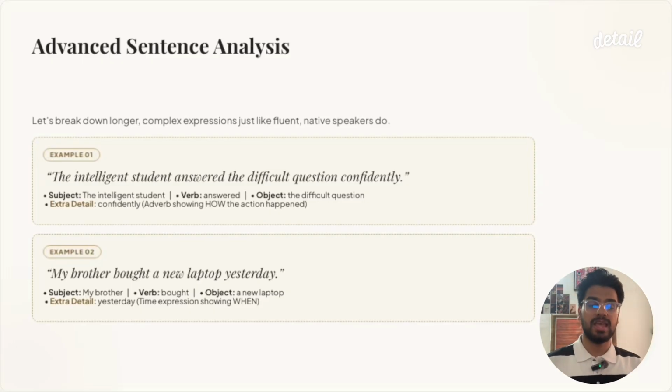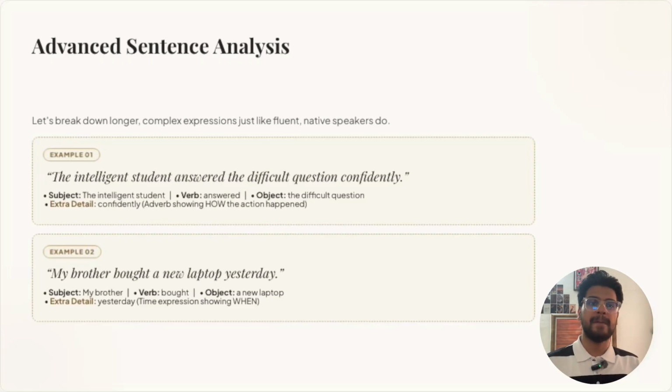Example 1. The intelligent student answered the difficult question confidently. In this sentence, the subject is the intelligent student. Verb is answered. Object is the difficult question. And extra information is given by the word confidently. This extra information is called an adverb. It tells how the action happened.